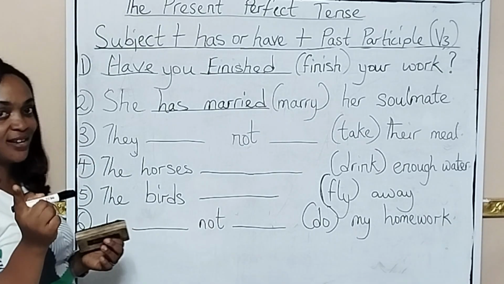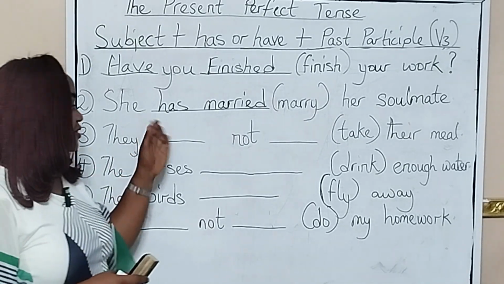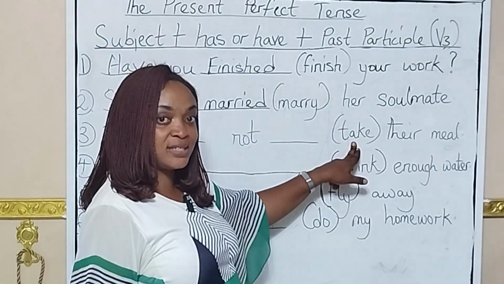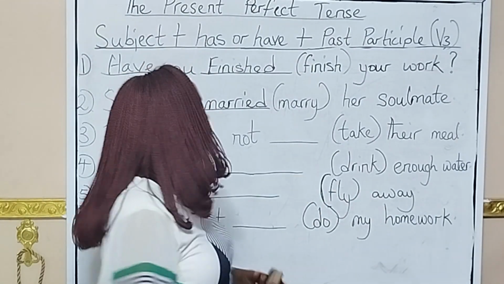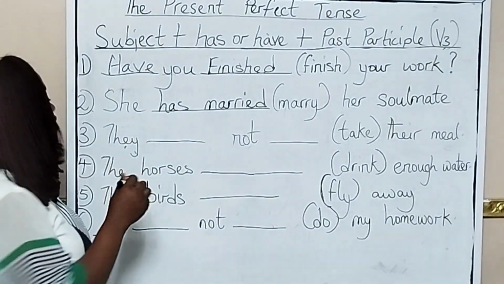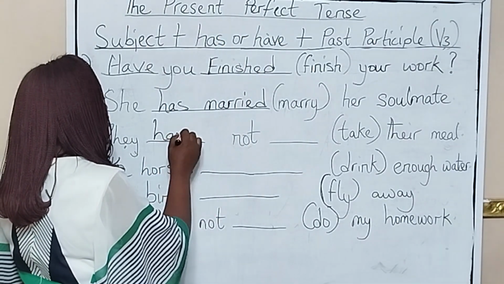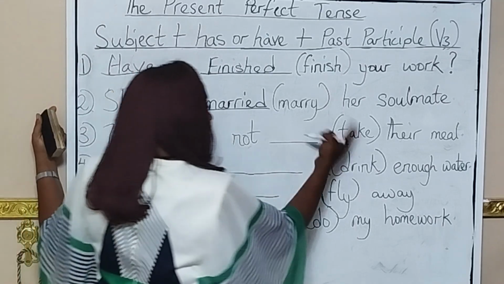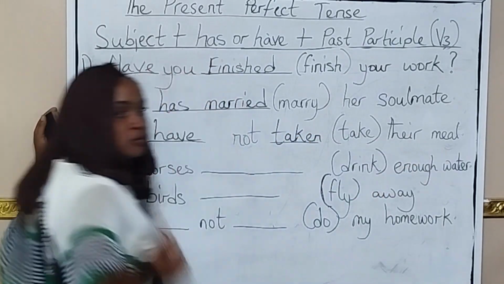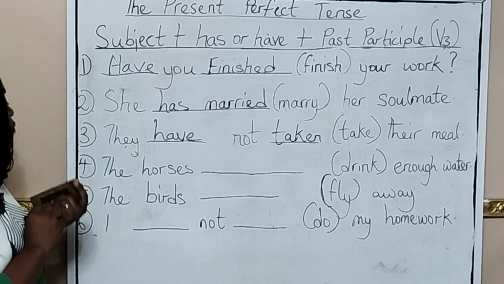Okay, number 3. They, a gap, not, a gap, and the verb given to us is take their meal. What do you think it is? They would always go with have. Don't forget. So they have not taken their meal. Correct.